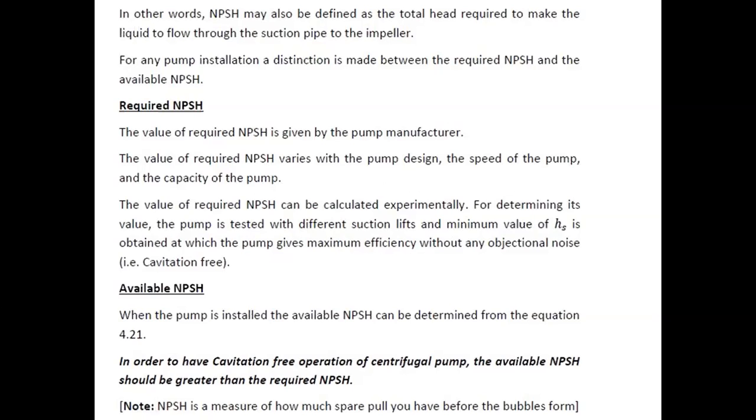Here this is the required net positive suction head. The value of required net positive suction head is given by the pump manufacturer. The value of required NPSH varies with the pump design, the speed of the pump, and the capacity of the pump. It can be calculated experimentally. To determine its value, the pump is tested with different suction heads, and the minimum value of HS is obtained at which the pump gives maximum efficiency without any objectionable noise.